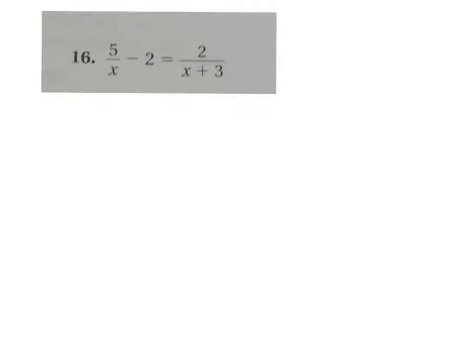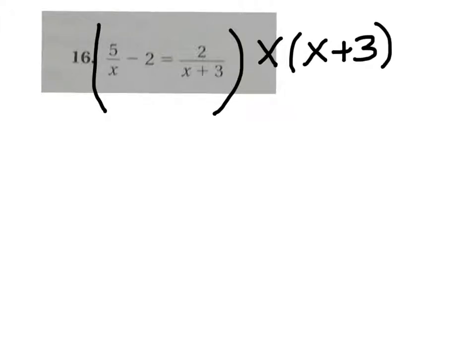All right, this is going to be on page 597. This is number 16. And we are trying to solve this rational equation. So what we need to do is get rid of these fractions. Our least common denominator is going to be x times x plus 3. So that is what we are needing to multiply to the whole equation, x times x plus 3.